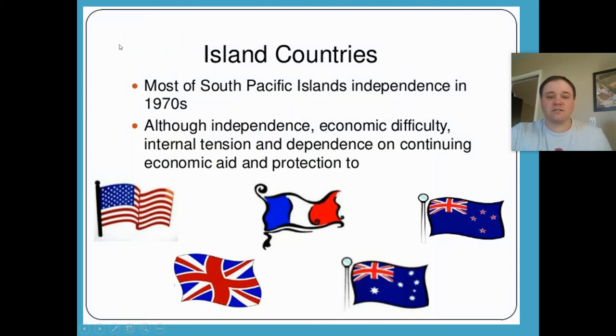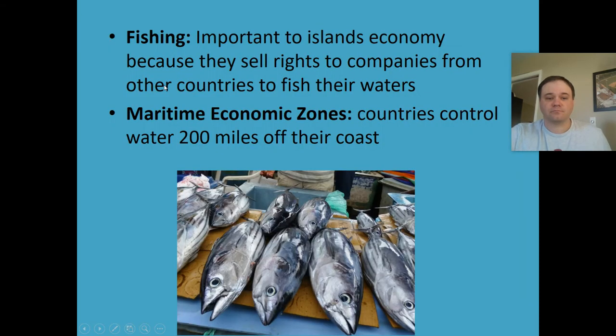A lot of these places gained their independence in the 1970s, but they still rely on some help from their former colonizers. Fishing is very important. The islands, you own about 200 miles off the coast of your territory. So in the United States, on our east and west coast, down south, Gulf of Mexico, we own about 200 miles. Or you own about halfway to the next place, if it's less than 200 miles.